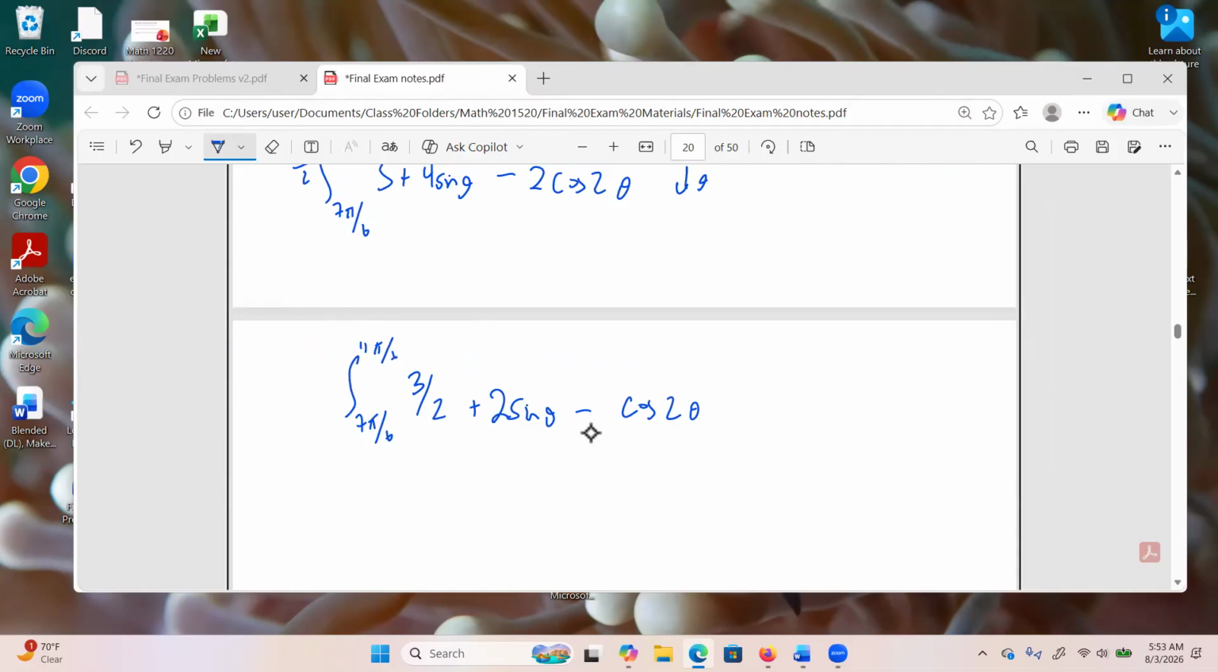So what we have here is 3/2 theta, and then minus, because we're integrating sine, 2 cosine theta, and then minus 1/2 sine of 2 theta, evaluated from 7 pi over 6 to 11 pi over 6. So that's the setup. The only thing left now is doing the arithmetic. If you got this far with this problem, you're doing fantastic.